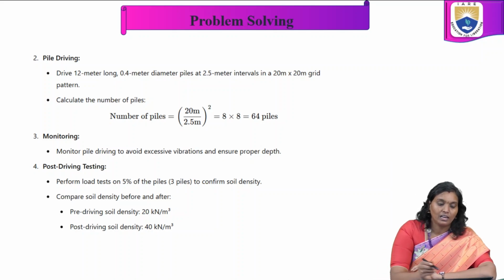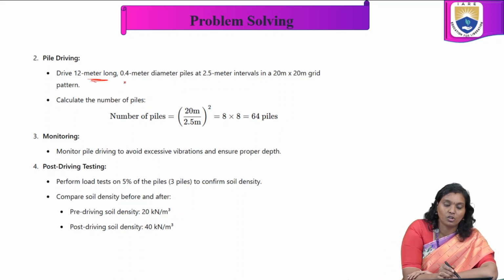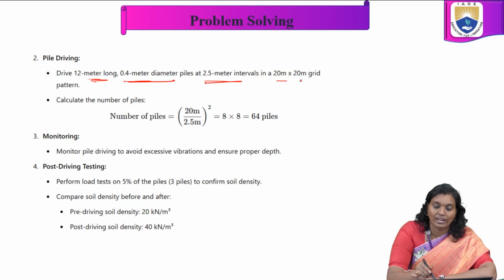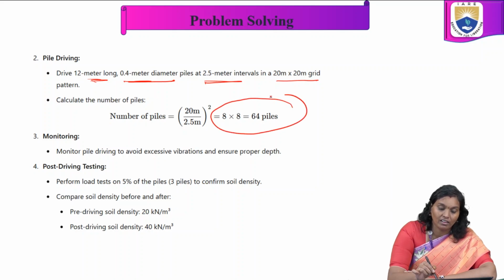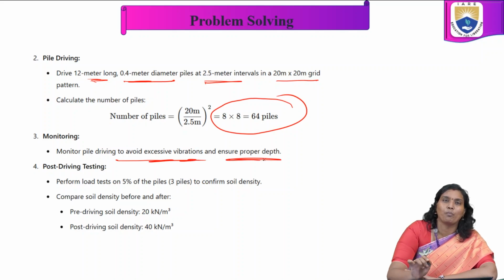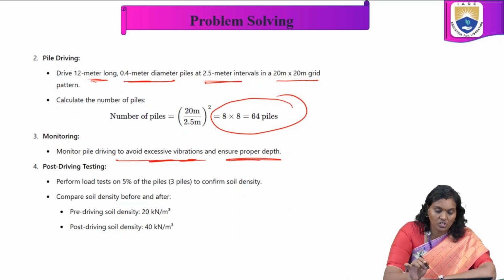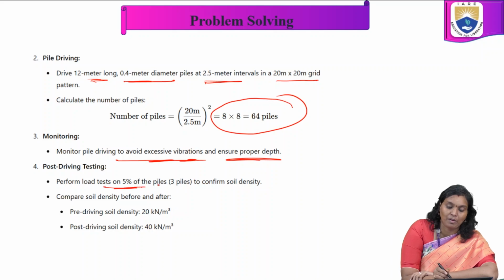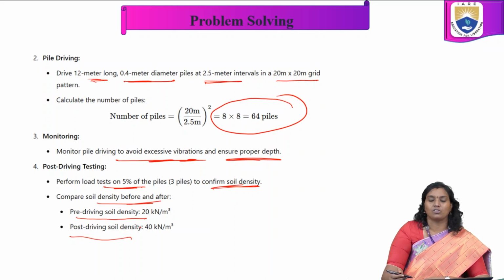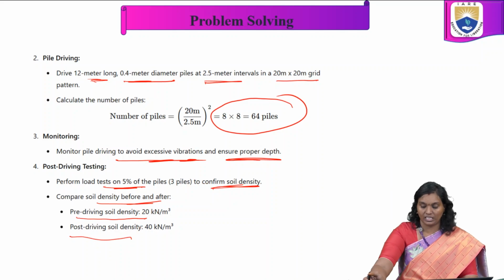Here, accordingly, drive 12 meter long, 0.4 meter diameter piles at 2.5 meter intervals in a 20 by 20 grid pattern. Calculate the number of piles required. We monitor the pile driving to avoid excessive vibrations and ensure proper depth. For post-driving tests, perform a load test on 5% of the piles to confirm soil density. Compare soil density before and after: pre-driving soil density and post-driving soil density we find out using the test.